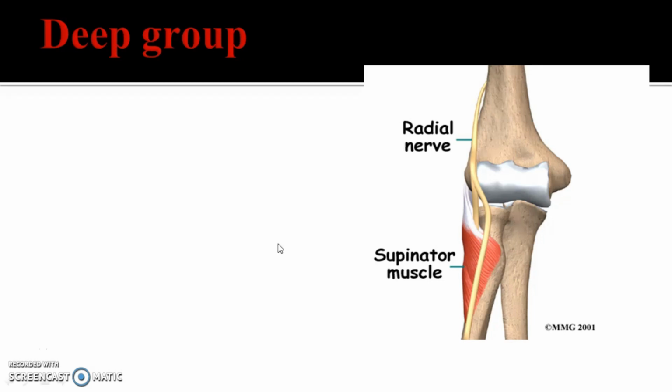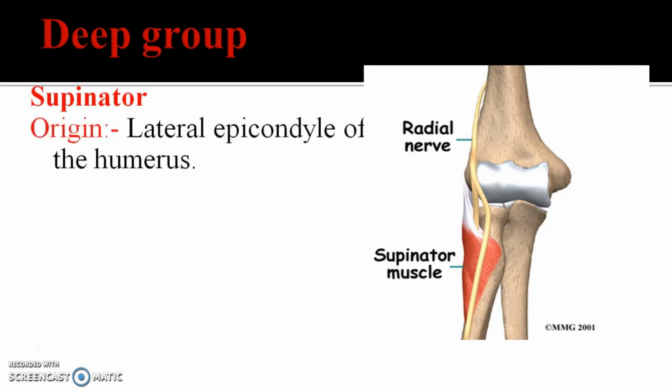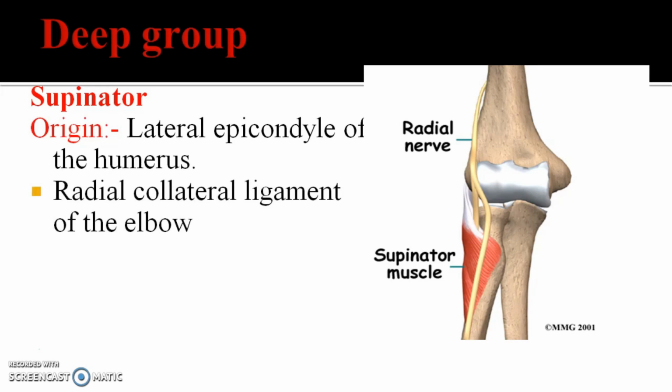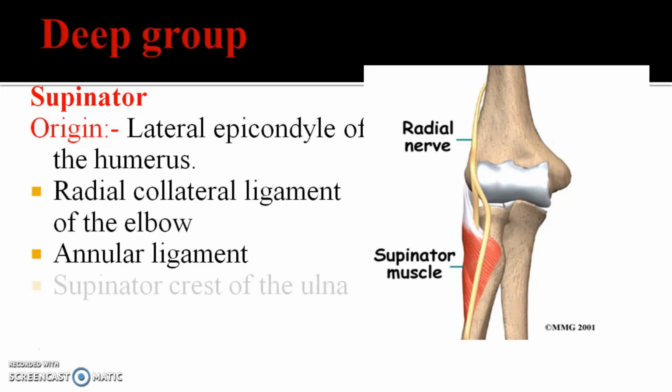The first muscle which we are going to see is the supinator muscle. The name itself indicates it is the major muscle for the supination action. This muscle takes origin from the lateral epicondyle of humerus and also from the radial collateral ligament of the elbow joint. The annular ligament also gives origin for this muscle, along with the supinator crest of ulna.